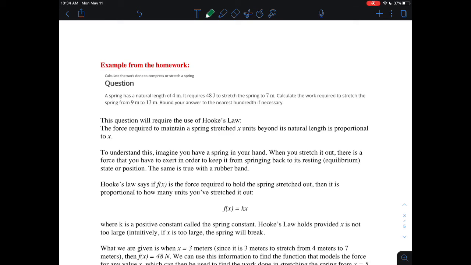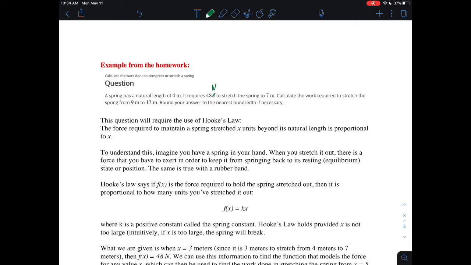So instead of considering an object being moved along an axis, this first example is going to be looking at what is called the work done to compress or stretch a spring. This comes from the homework, and the question says, a spring has a natural length of 4 meters. It requires 48, and this should not be a J, it should be an N for newtons, for force. It requires a force of 48 newtons to stretch the spring to 7 meters.